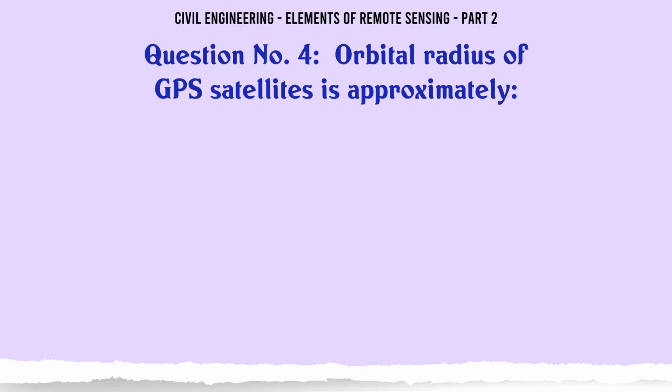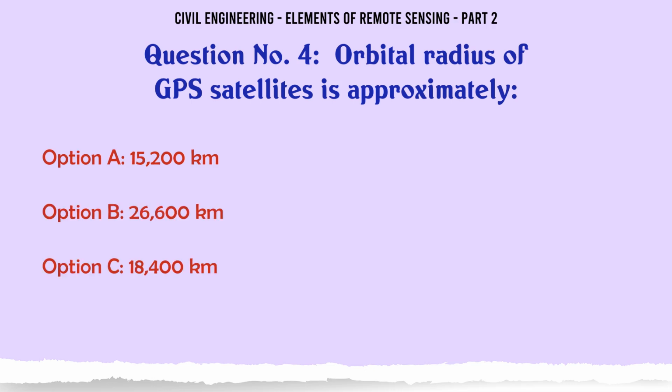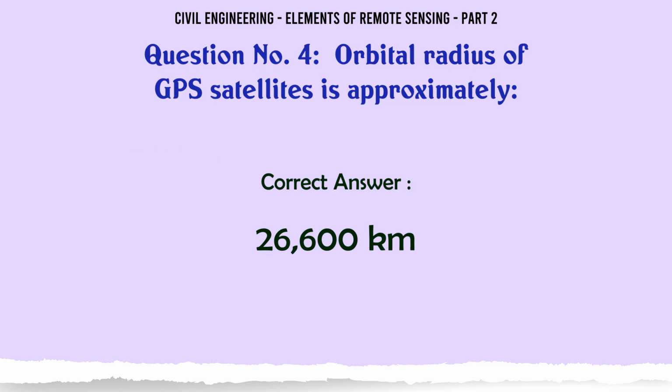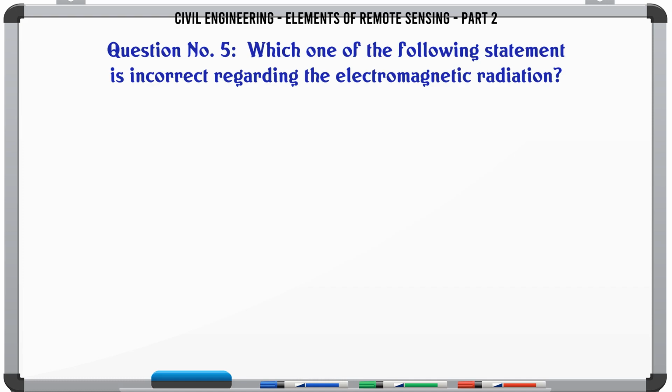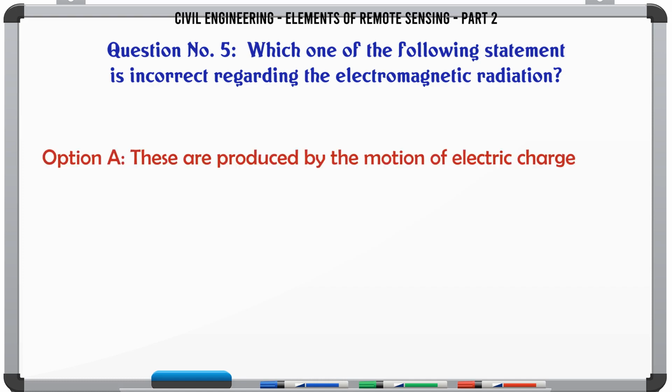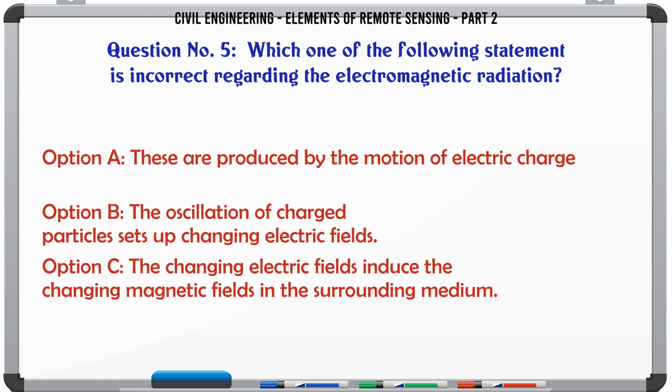Orbital radius of GPS satellites is approximately A. 15,200 kilometers. B. 26,600 kilometers. C. 18,400 kilometers. D. 36,000 kilometers. The correct answer is 26,600 kilometers.